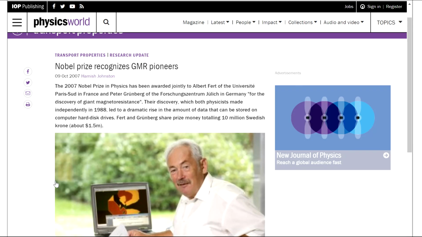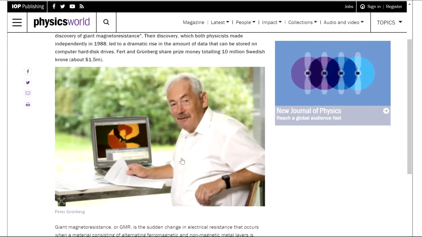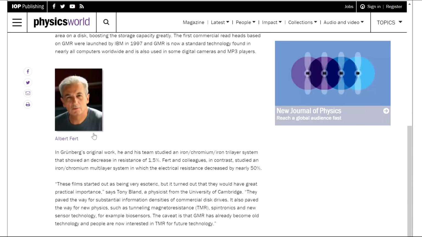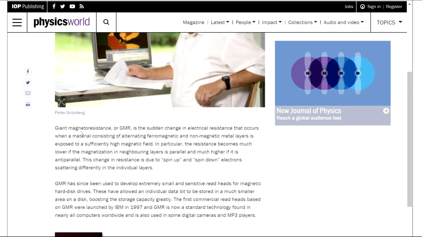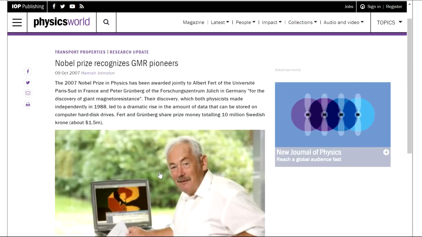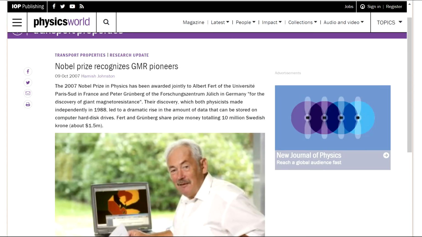So in 2007, two people who basically discovered that effect, giant magnetoresistance, and this is Albert Fert and Peter Grünberg. This is Peter Grünberg, and this is Albert Fert. They both did pioneering work in the discovery of giant magnetoresistance, and you can read about that. They got the Nobel Prize in 2007 for this work.